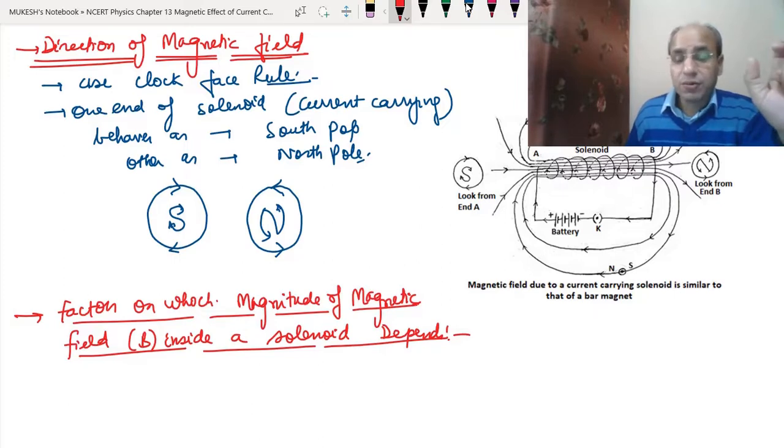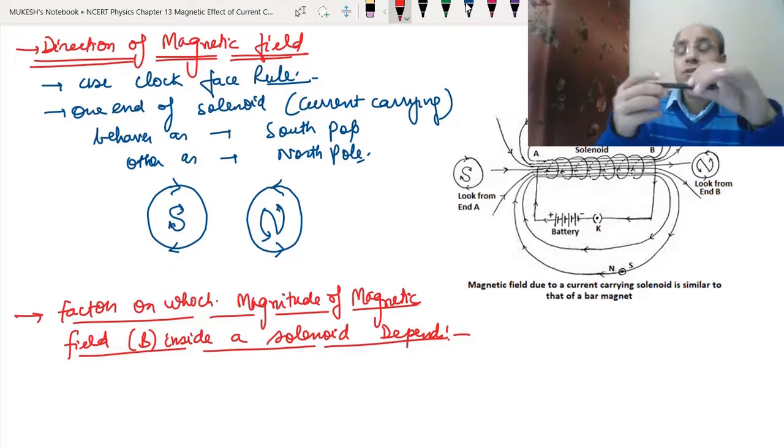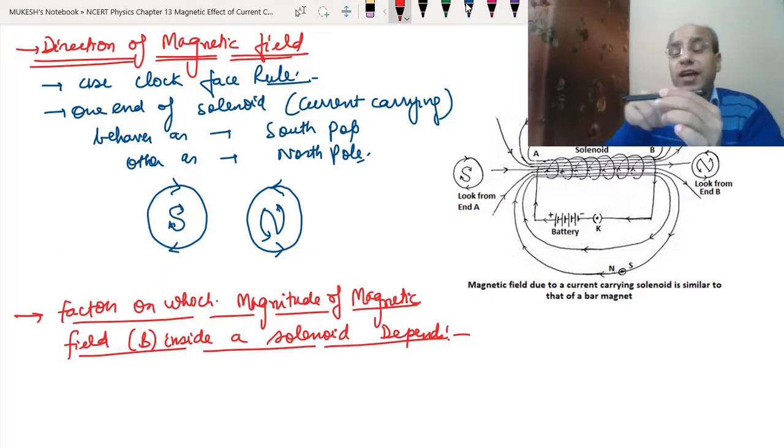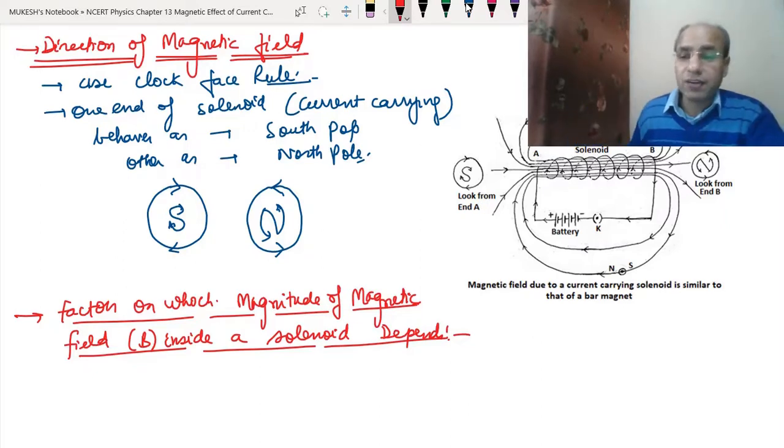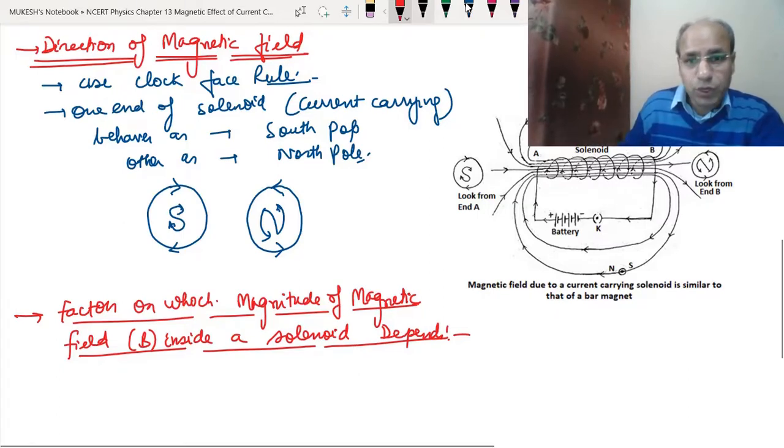Okay. Now, the next thing, here one thing more comes, that if we just insert a soft iron core inside it, suppose had it been a soft iron sheet, and if we wrap the wire around this soft iron sheet, then this magnetic field will become much more. What is the reason? Because that soft iron core will also get magnetized, due to which the field will increase. Okay, so now let's write the points.